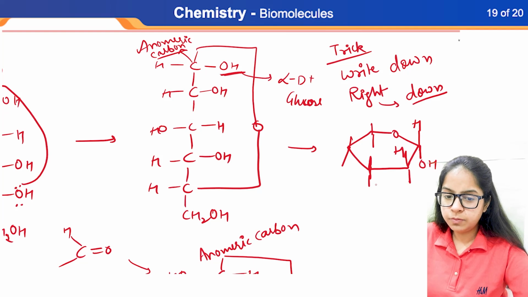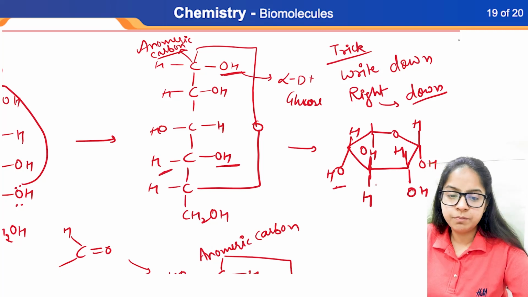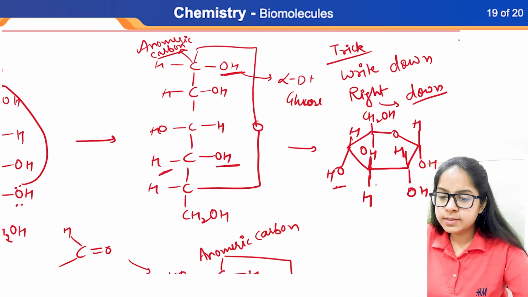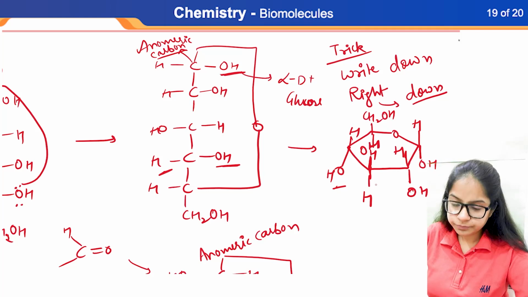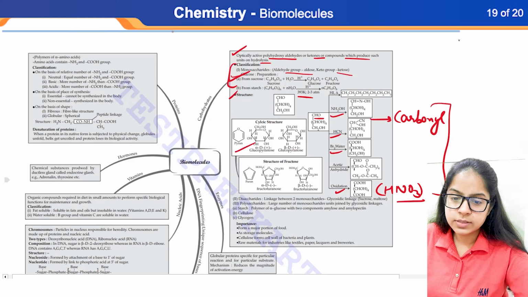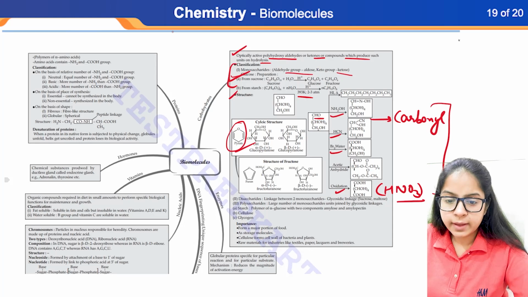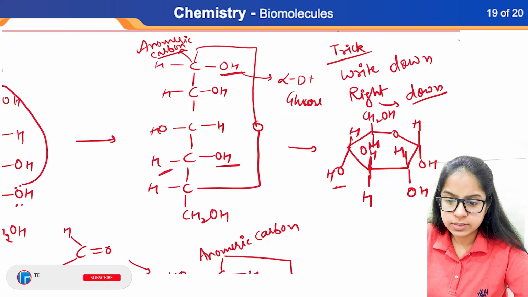H over here, H upper, then OH here, OH, H, H, OH. Right group on the down position, left group on the up position. CH2OH you always need to put here and H here. Okay. So this is alpha D plus glucopyranose. This is equal to the pyran structure. These are the Haworth structures that I am putting here.